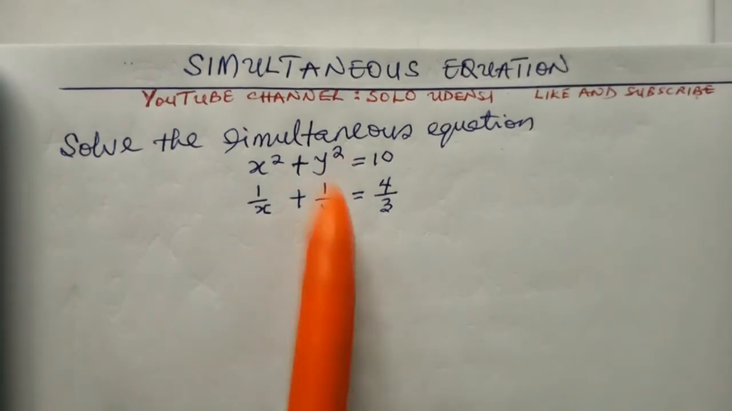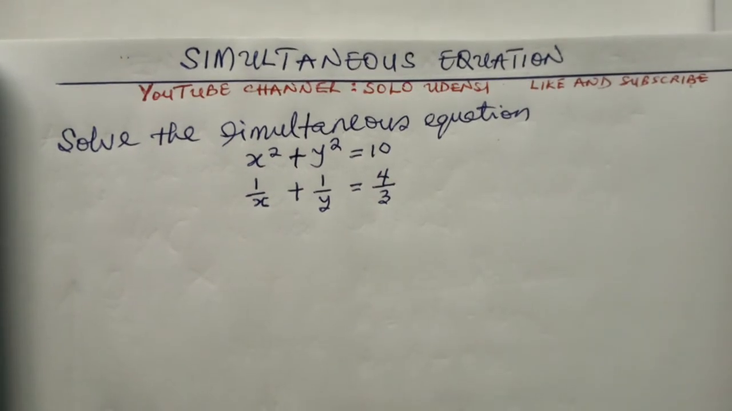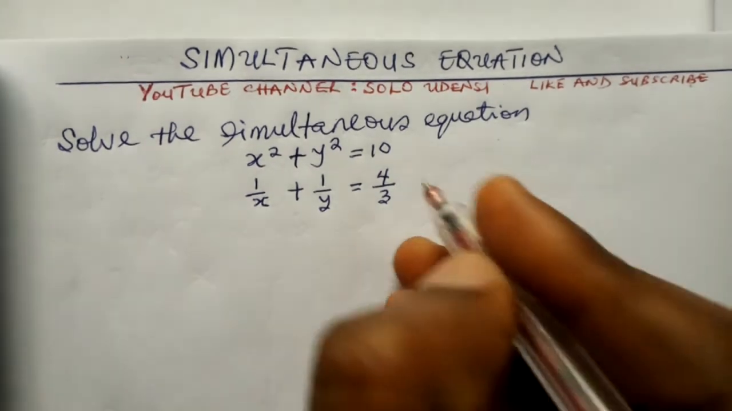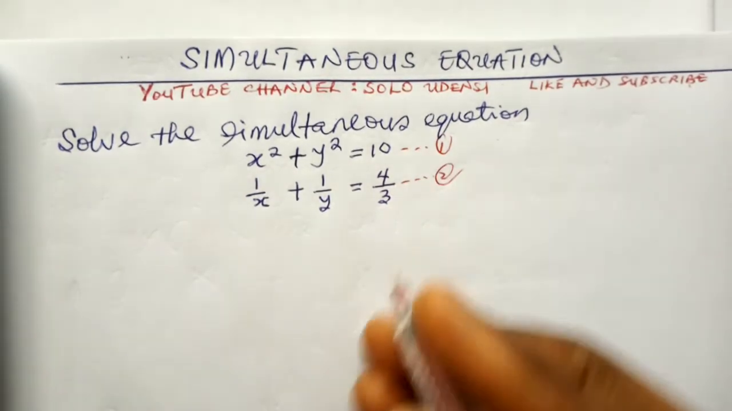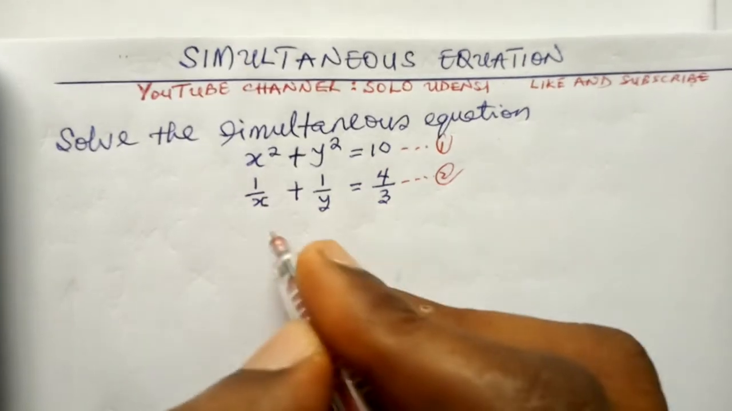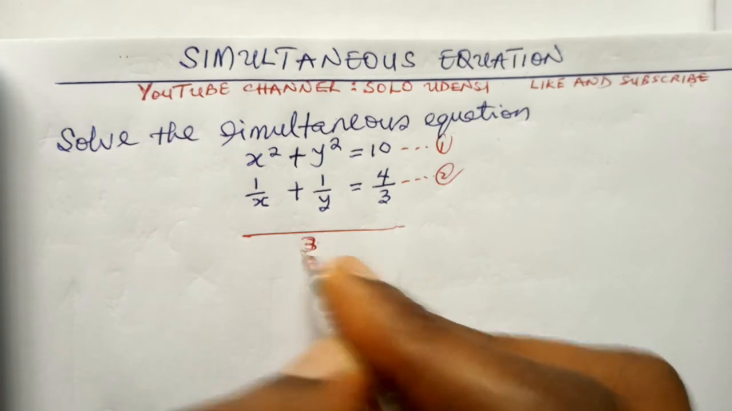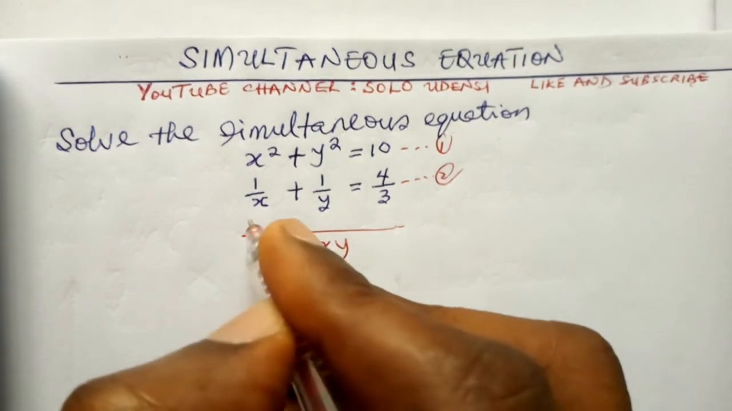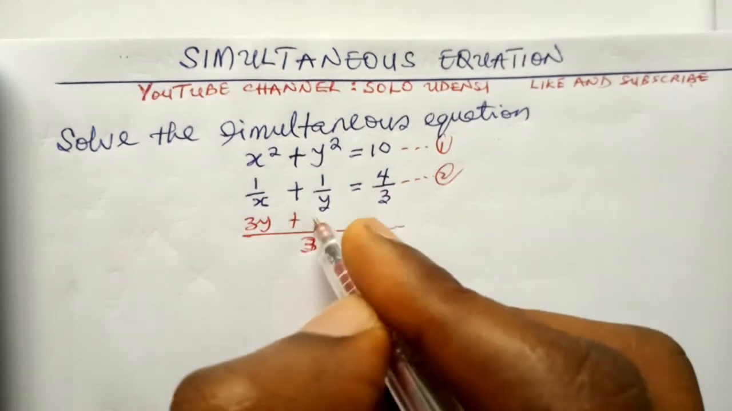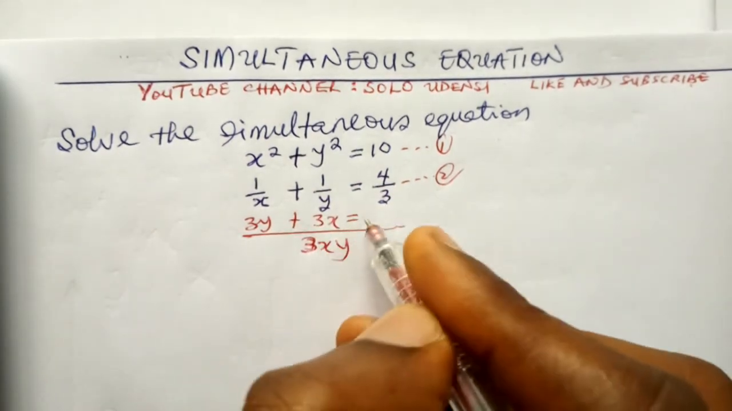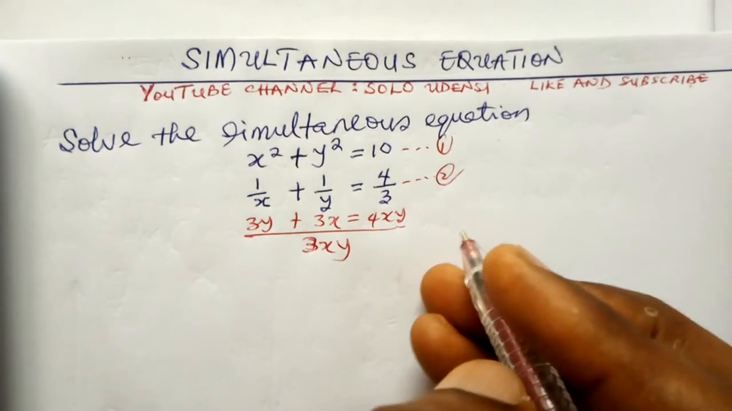We want to solve these two simultaneous equations. So let us start off immediately and name this first one equation 1, while this one is equation 2. From equation 2, to reduce the space, we can just find the LCM of equation 2, 3xy, to simplify. 3y here, 3x here, and 4xy. So that's what we have.